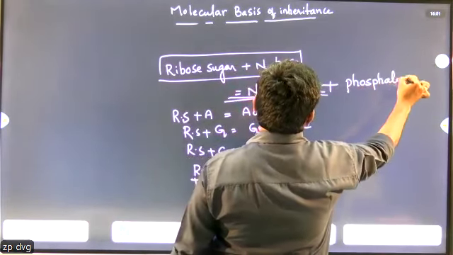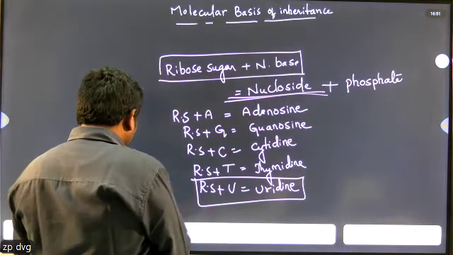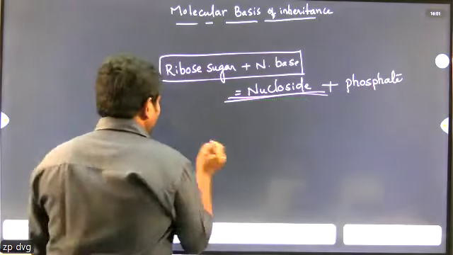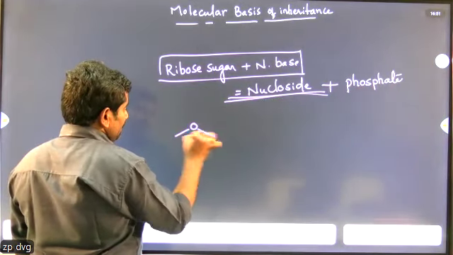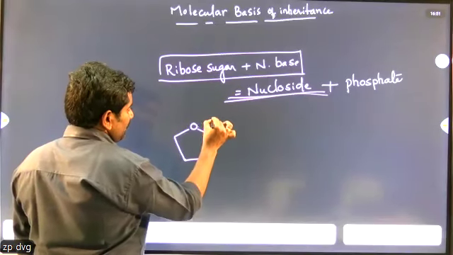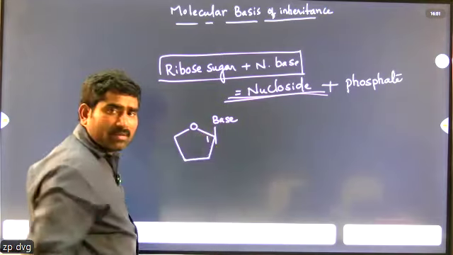I told you already, in the nucleoside, how many places will phosphate be added? Phosphate is added at two places. I told you already, if you see, this is ribose sugar, and the first carbon OH group is replaced by the base.